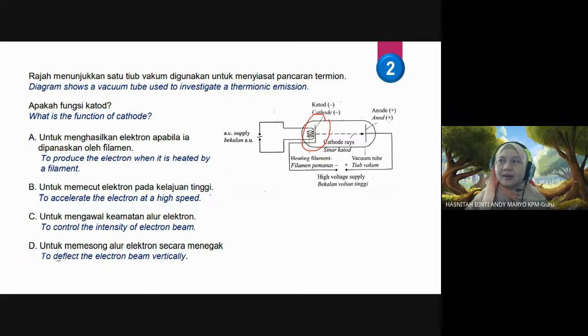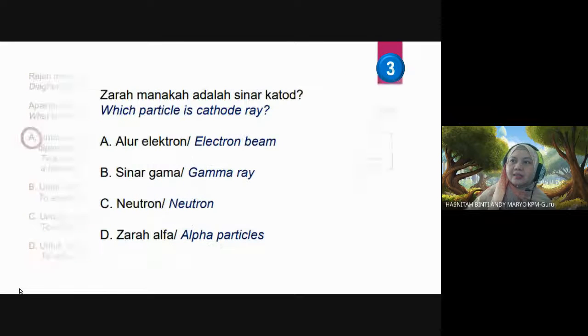Accelerating anode. And C, to control the intensity of the electron beam, this is also done by the anode. To deflect the electron beam vertically, this is done by the Y plate anode. Actually, we have a few anodes, so this is all done by the anode. A is done by the cathode. Okay, then students, next.